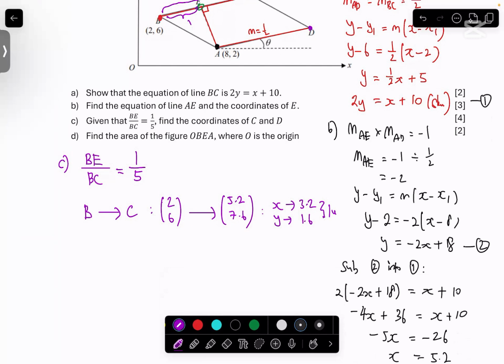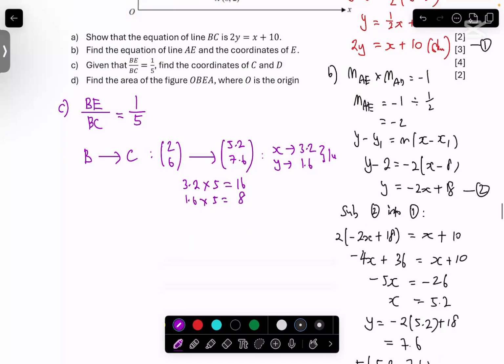All right, so from B to C, I need to move 5 units. So 3.2 times 5 equals 16. 1.6 times 5 equals 8. So then the movement of B to D will be equal to 2.6 plus 16 and 6 plus 8. So that is 18, 14, the answer.